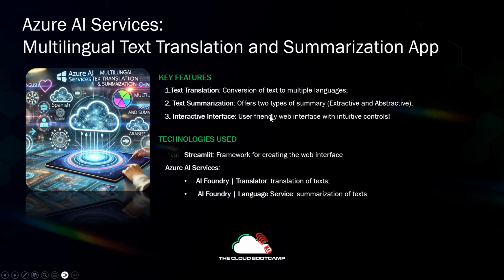To bring this to life, we'll use Python with Streamlit, a powerful and intuitive framework for building interactive web interfaces quickly and easily. Within the Azure AI services, specifically under AI Foundry, we'll be using the Translator service to handle text translation across multiple languages, and the AI Foundry Language Service, which offers several advanced capabilities, including a dedicated feature for text summarization in different formats. So, let's head over to the Azure portal and start creating and configuring these services to power our application.